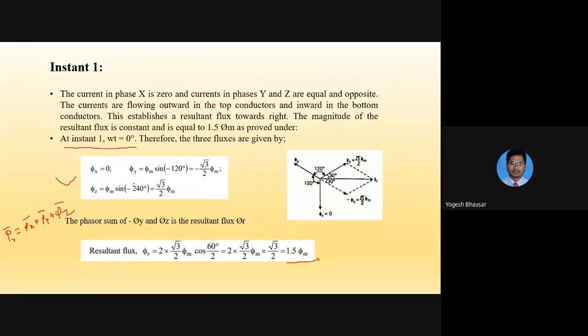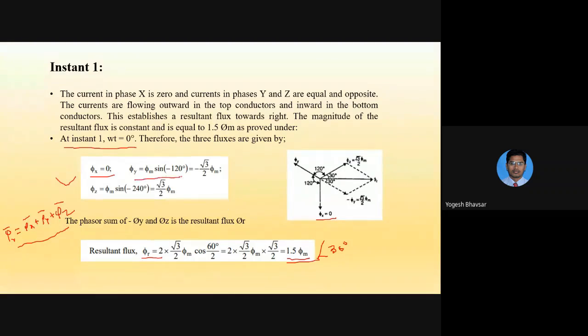So by using the suitable form, we can calculate the resultant flux, and that will be phi, which is equal to 1.5 times phi, and their angle will be 30 degree. Right? So this is the resultant flux. Now look at this. Look at the phasor diagram for this instant. Phi x is equal to 0. So here the phi x will be 0, so it will not exist.